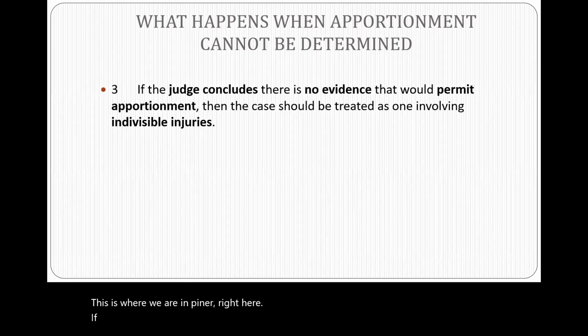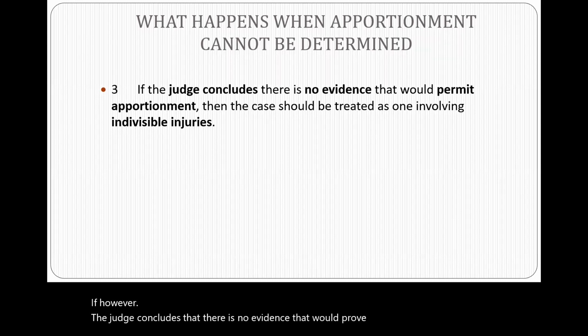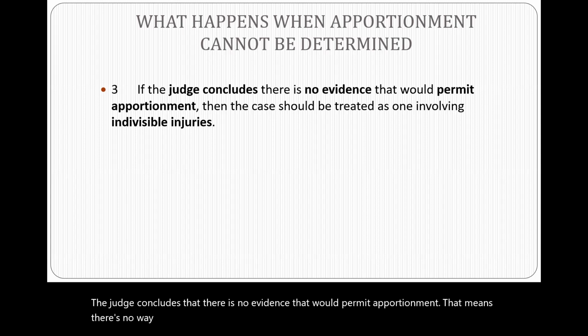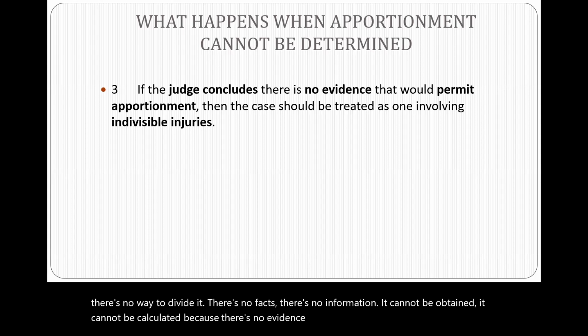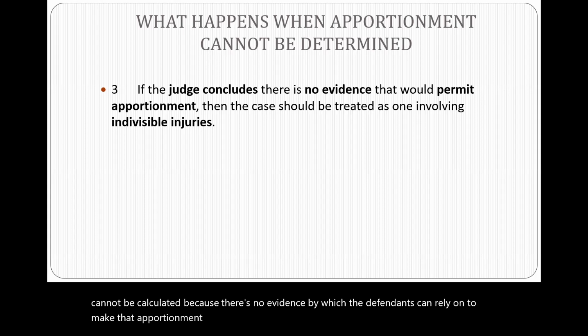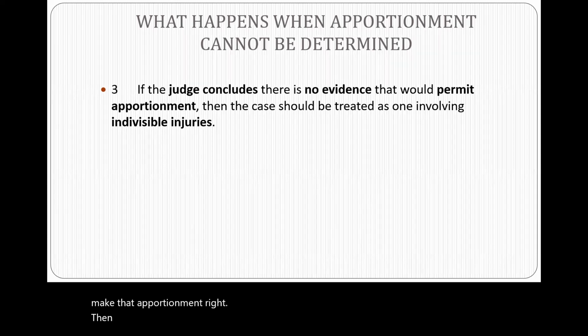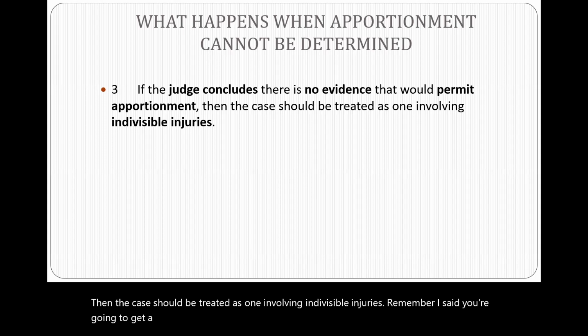If, however, the judge concludes that there is no evidence that would permit apportionment, that means there's no way to divide it, there's no facts, there's no information, it cannot be obtained, it cannot be calculated because there's no evidence by which the defendants can rely on to make that apportionment, right? Then the case should be treated as one involving indivisible injuries. Remember, I said you're going to get a new rule, the indivisible injury rule. Here it is.